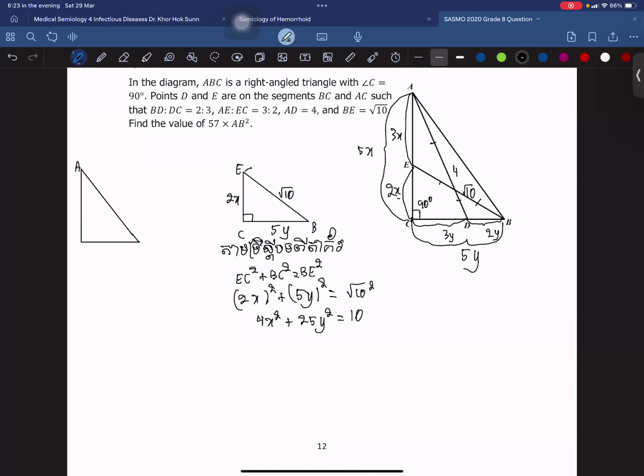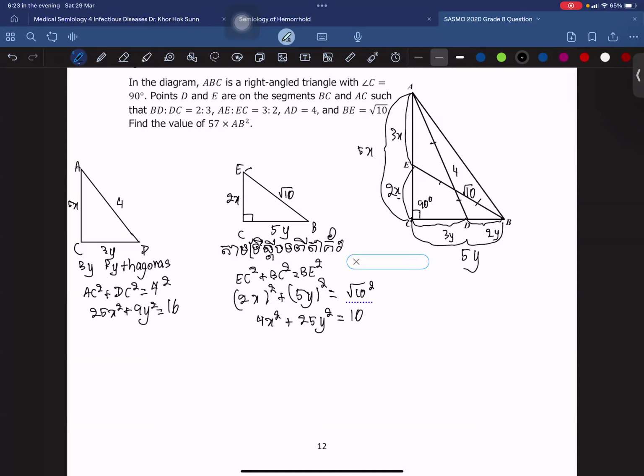Okay, so we have AC and CD. As this is 4, this is 5x, and this is 3x. So we use the same thing. I'm gonna write it in English. We're gonna have AC squared plus DC squared equal to 4 squared. So we have 25x squared plus 9y squared equal to 16.